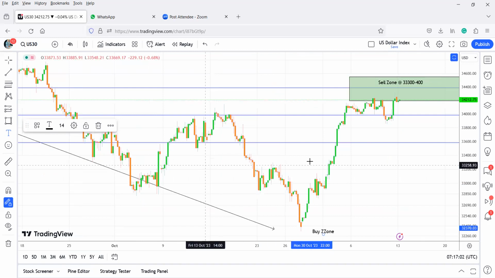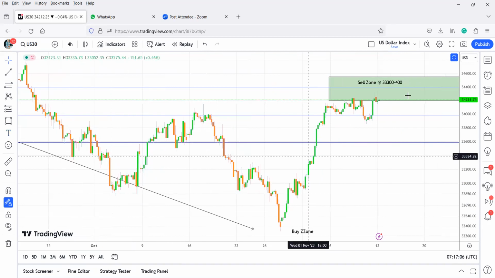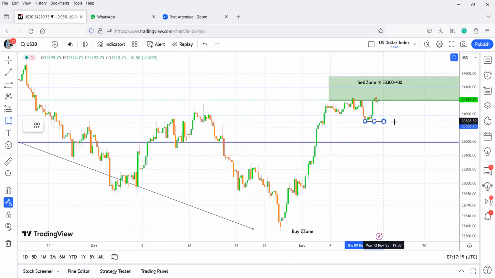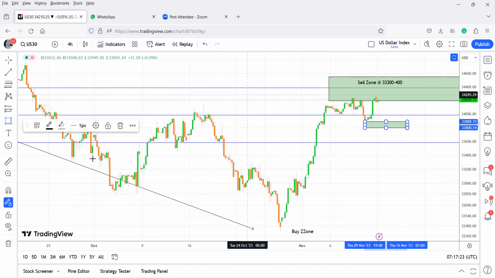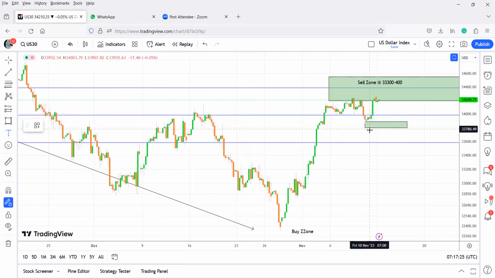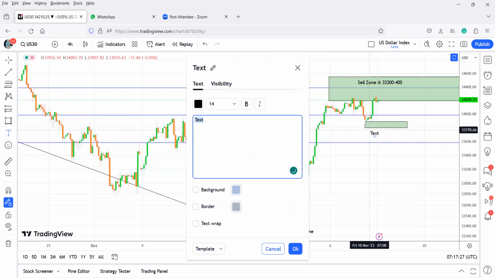Once again, the 4 hour chart is clearly on the sell side. The zones are not changing between the 4 hours and the daily. You've got to sell around 33,000. The only change is the buy zone. This is the buy zone on the hourly and 4 hourly charts, and that is the 33,500, 600 range.